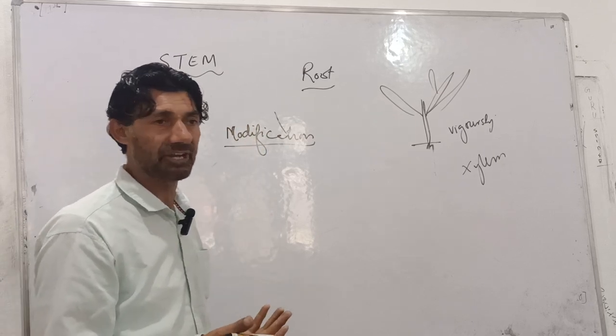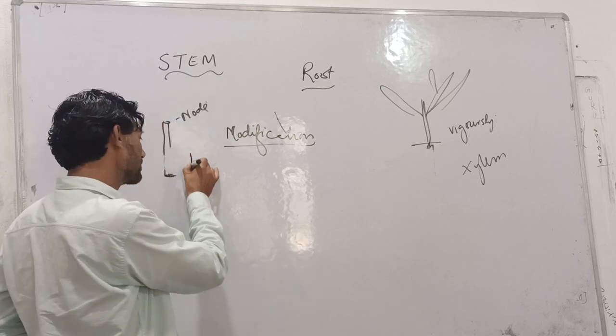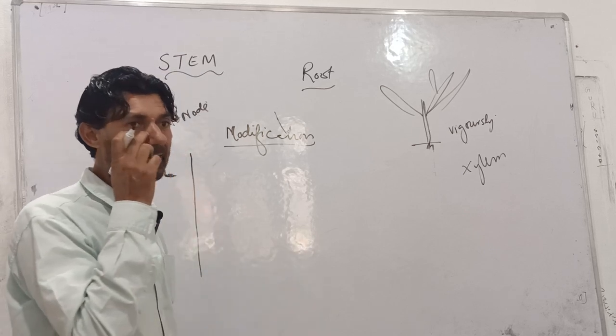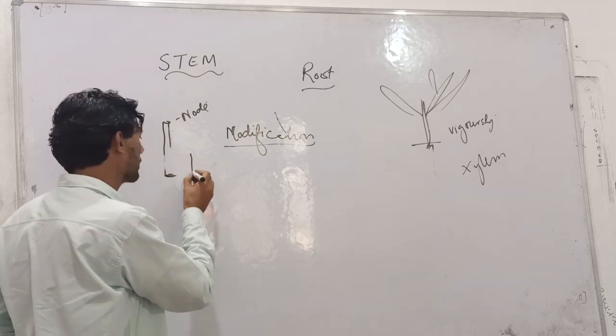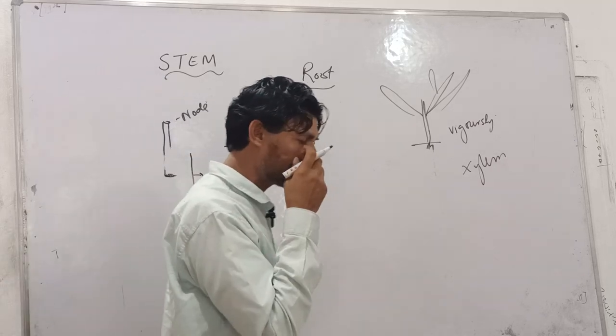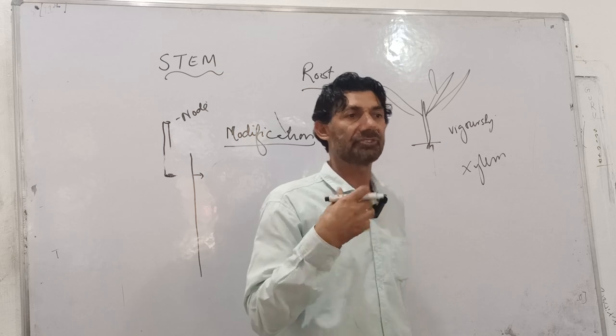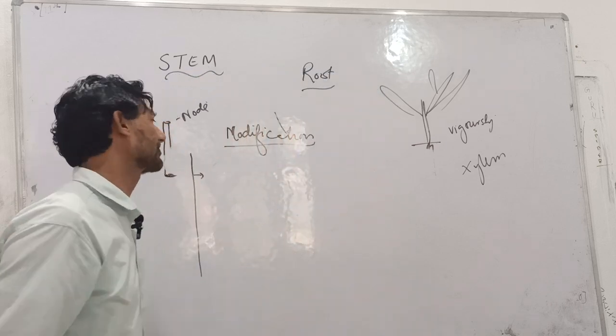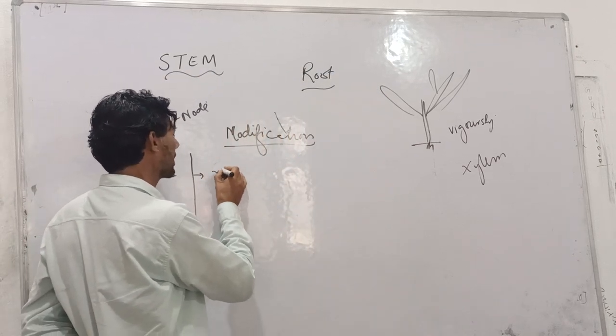Then, on the basis of modification, the stem can be classified into various types. One is called the reduced stem.